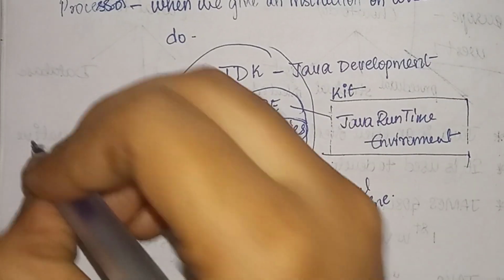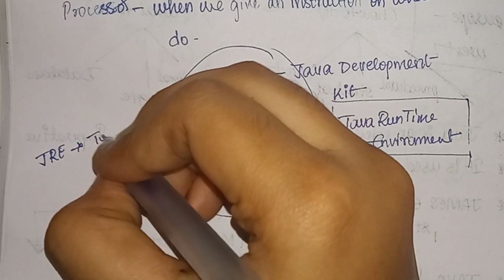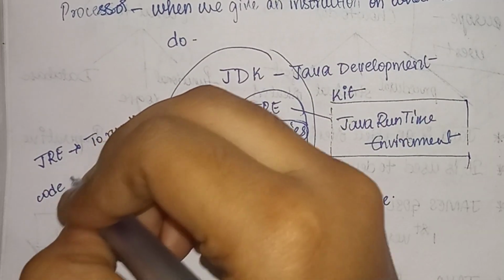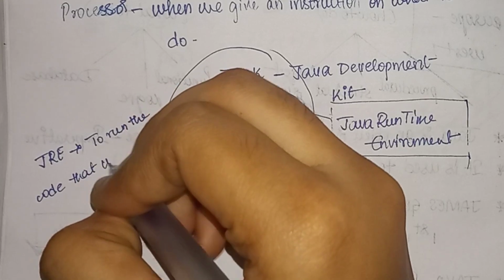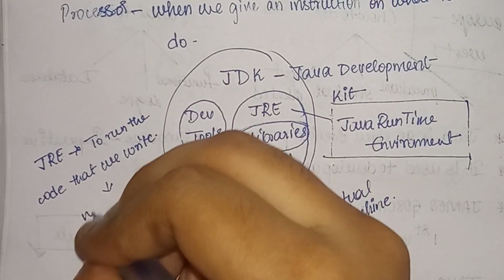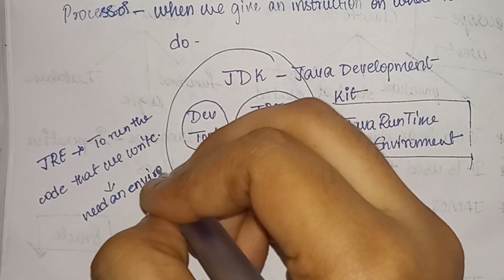సో హియర్ యూ కెన్ టేక్ ఇట్ యాజ్ JRE మీన్స్ టు రన్ ద కోడ్ దట్ we write. For that we need an environment and that is called as JRE.